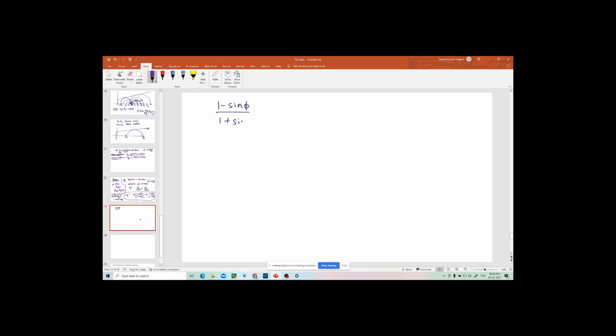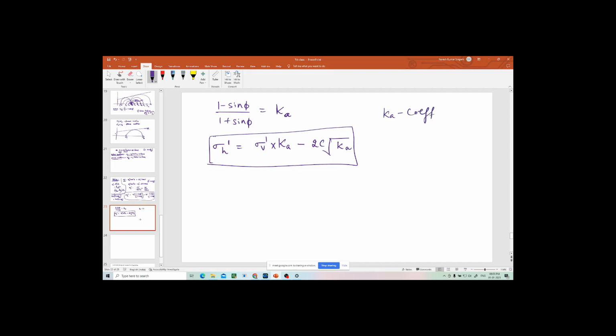I will take this as Ka, K suffix A. If I keep it as Ka, sigma h dash is equal to sigma v dash into Ka minus 2c under root Ka. So this is the equation where Ka you can find out by using the friction angle. Now Ka is called the coefficient of active earth pressure.